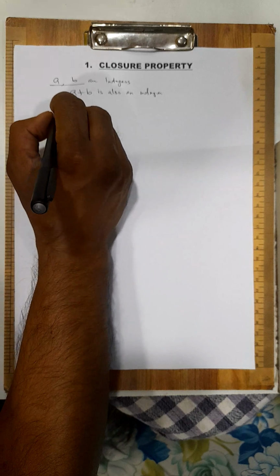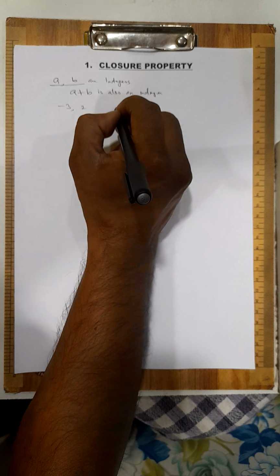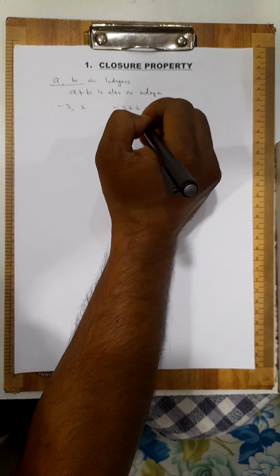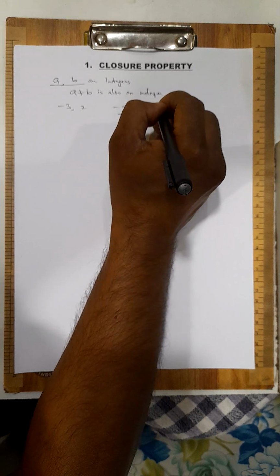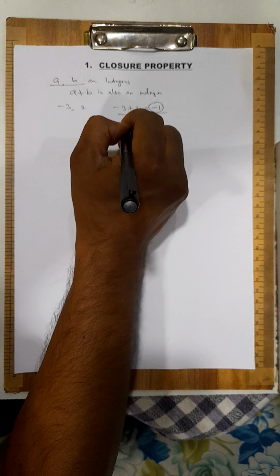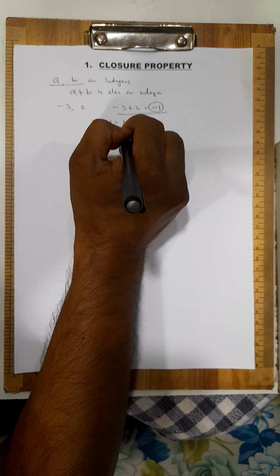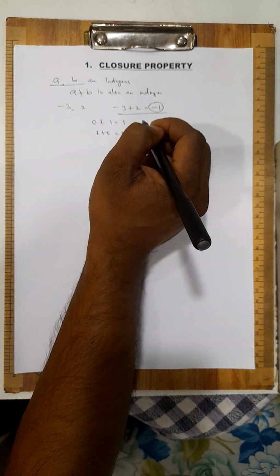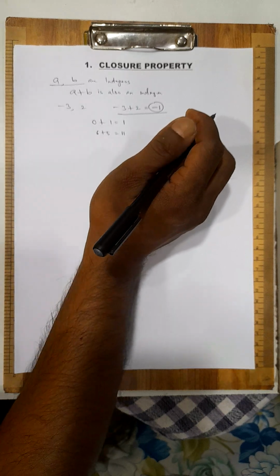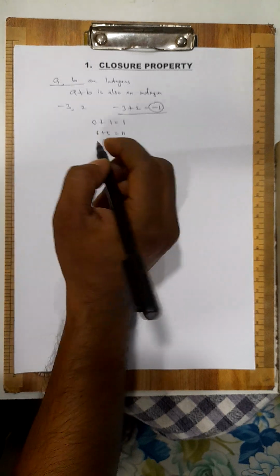Take for an example minus 3 and 2, suppose they are integers. Then minus 3 plus 2 is minus 1, right? So it is again an integer. 0 plus 1 equal to 1, it is again an integer. 6 plus 5 equal to 11, it is again an integer. That means addition of any two integers is an integer. That means integers are closed with respect to the operation of addition.